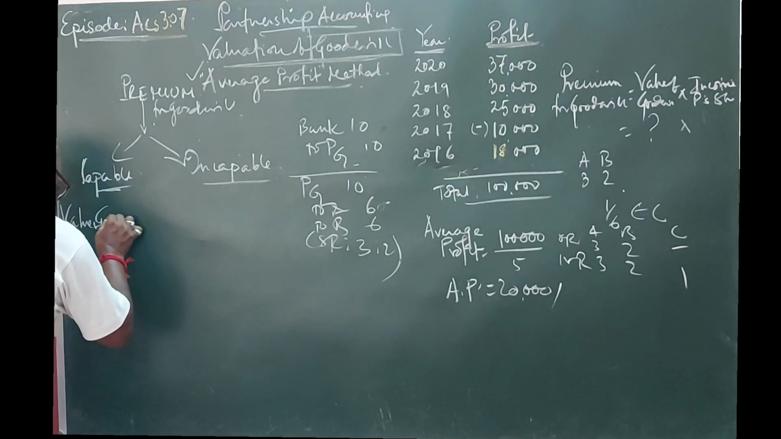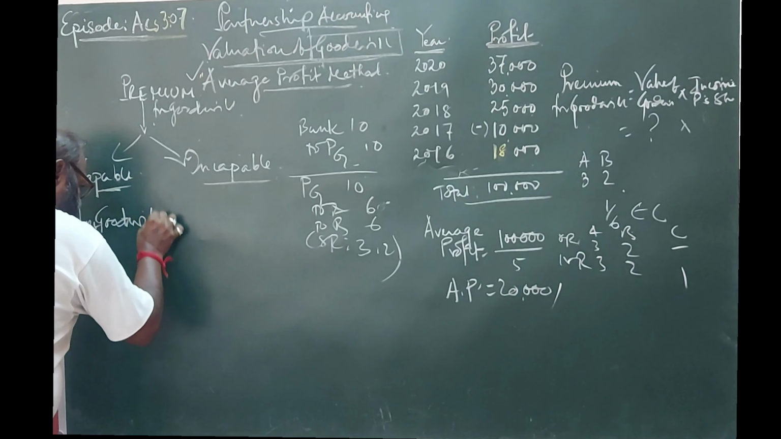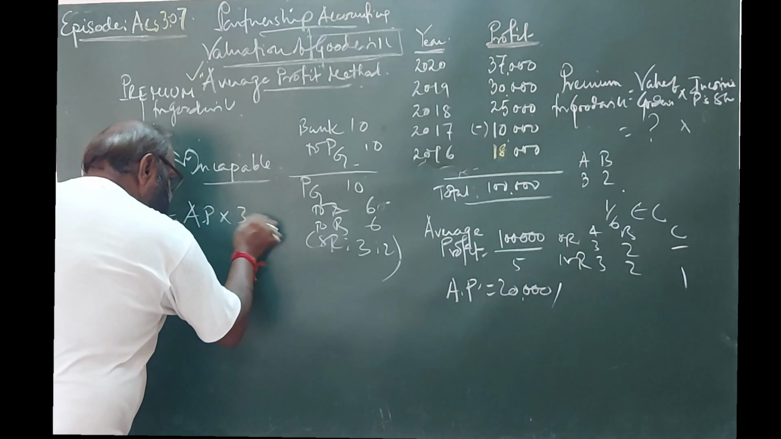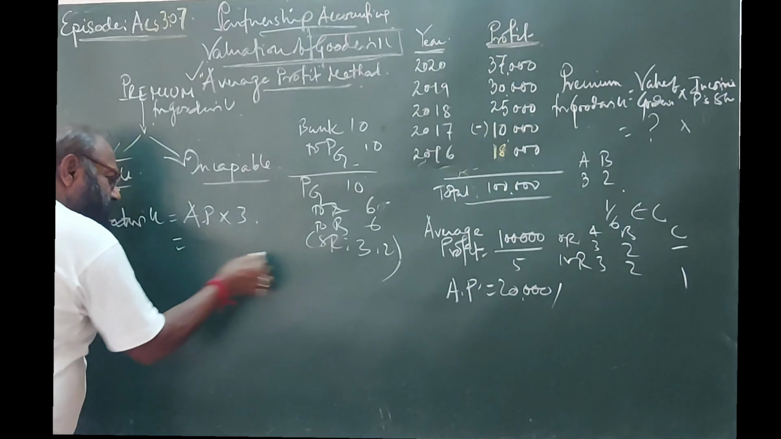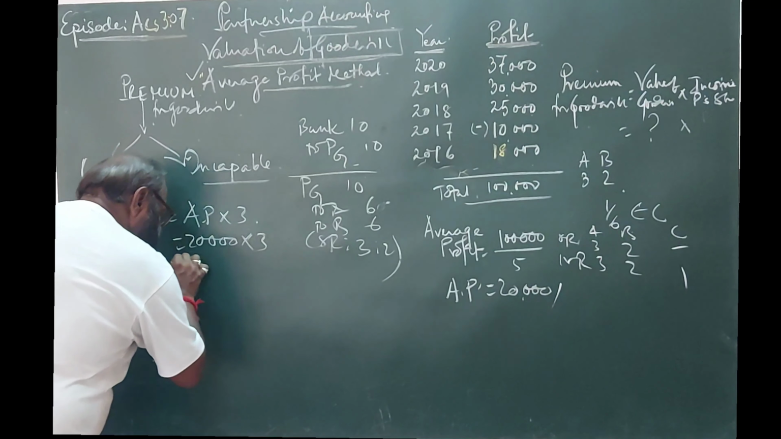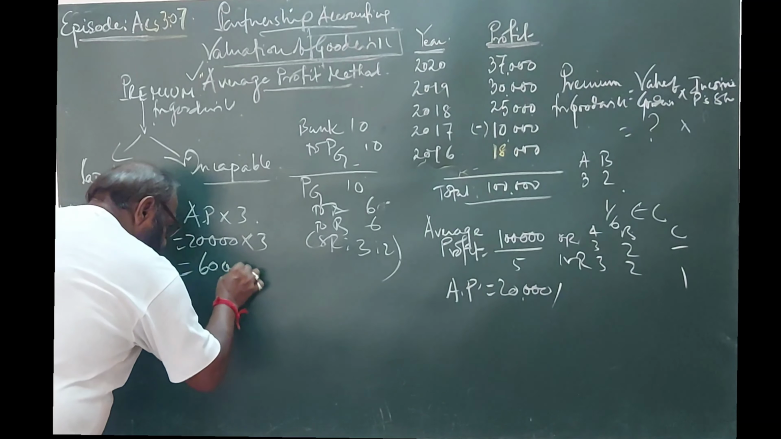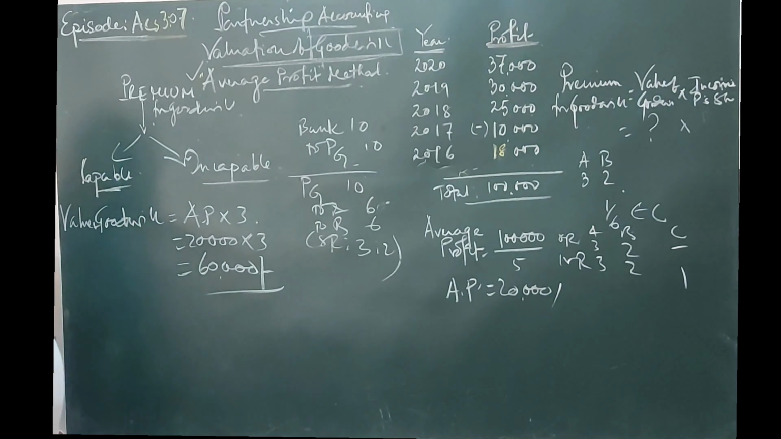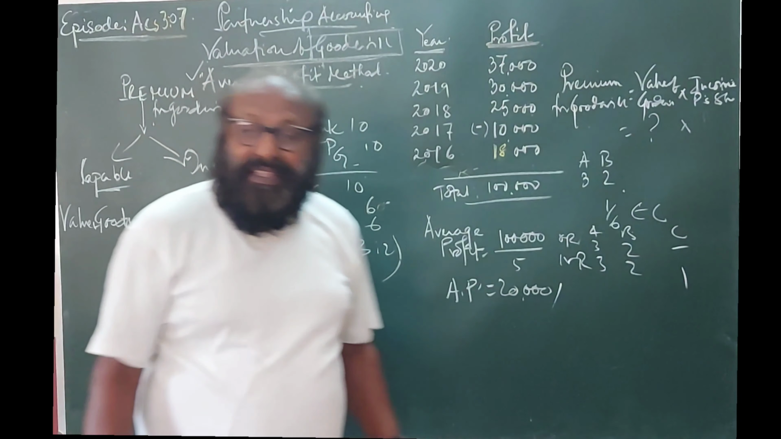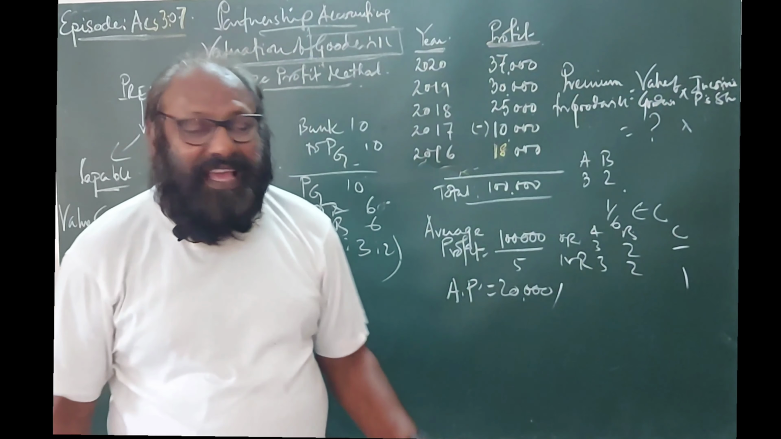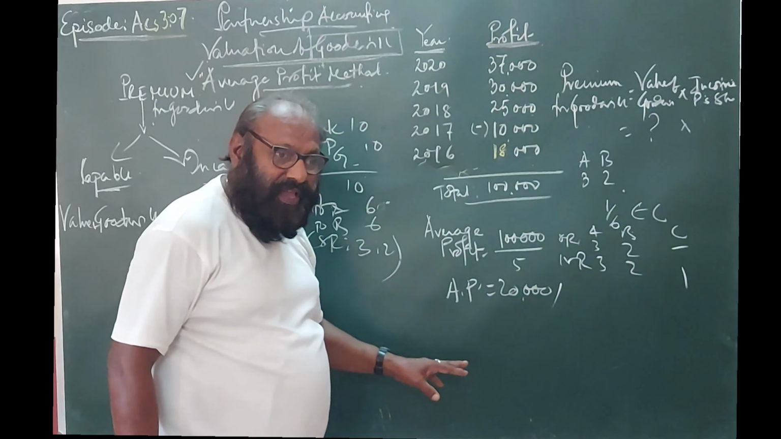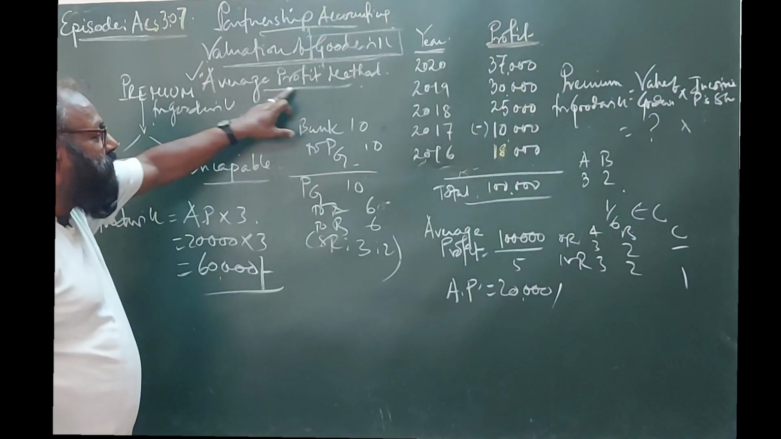Value of goodwill equals AP, average profit, into 3, that is 3 years purchase. So what is AP? AP is 20,000, AP 20,000 and 3, that is 60,000 is the value of goodwill. Okay, that is the value of goodwill. Clear? Now 60,000 is the value of goodwill. How have you calculated this? This value of goodwill has been found out with the help of the average profit of a few years. Okay, so this is the average profit method.